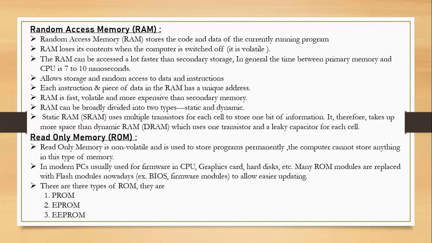In modern PCs, ROM is usually used for firmware in the CPU, graphics card, hard disks, etc. Many ROM modules are replaced with flash modules nowadays. BIOS means basic input output system, firmware modules that allow easier updating. There are three types of ROM. They are PROM, programmable read-only memory; EPROM, erasable programmable read-only memory; and EEPROM, electrically erasable programmable read-only memory, as I've already explained.